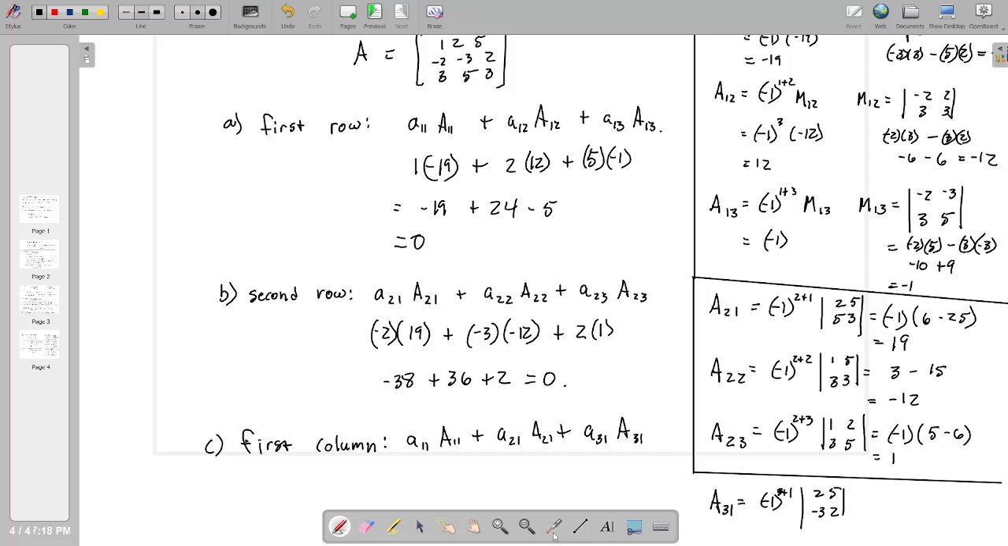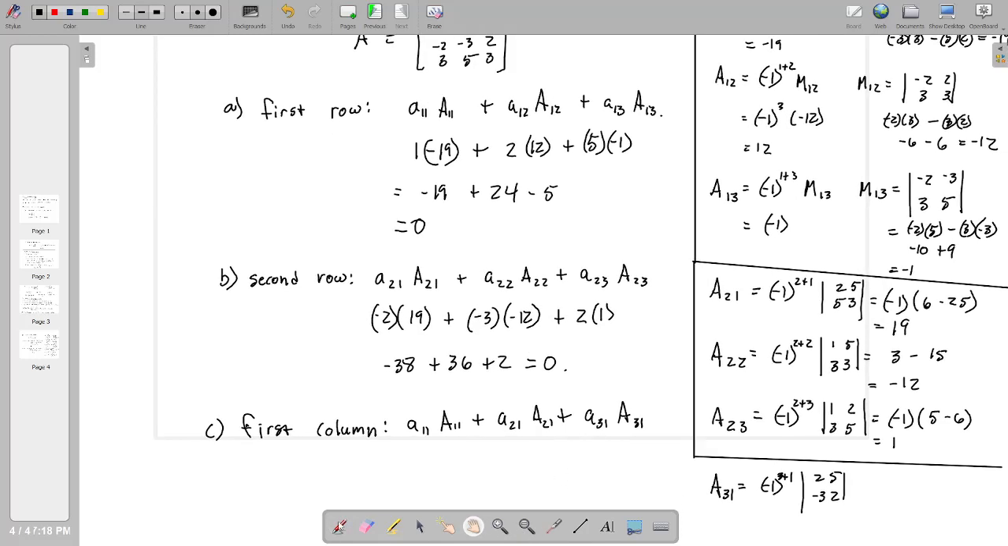And we find this determinant. The determinant of that will be 2 times 2 is 4 minus negative 3 times 5, which is 15. So 4 minus negative 15 will be a 19. And then we have obviously a negative 1 to the 4th power as a positive 1. So this will be a sub 31.